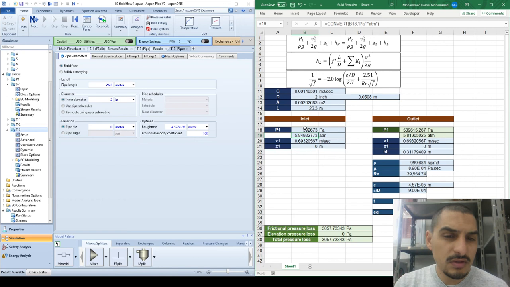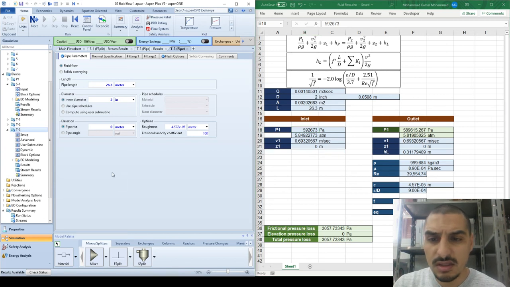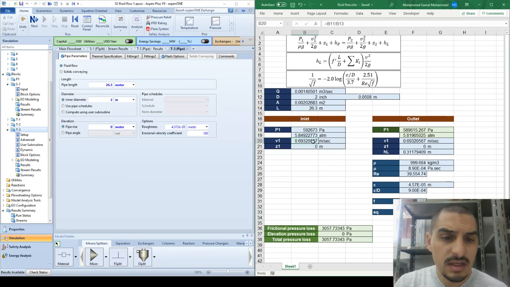Dealing with millimeters, I have here the inlet conditions and the outlet conditions, and here the pressure, which are the parameters that I'm going to plug into this equation. I use Pascal because millimeter water is not an easy unit to use. So I use Pascal and atmosphere instead of millimeter water. And here is the velocity, which I calculated from the flow rate divided by the area, and we got this velocity.